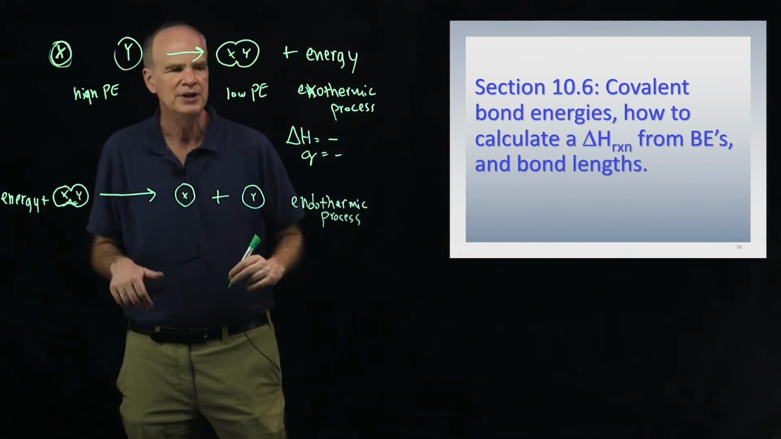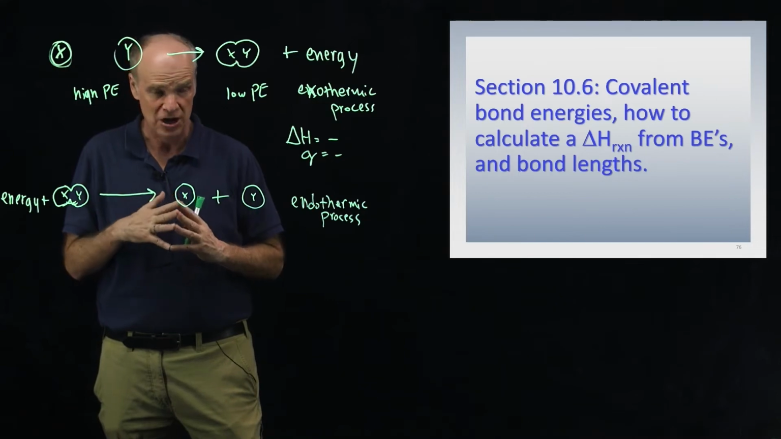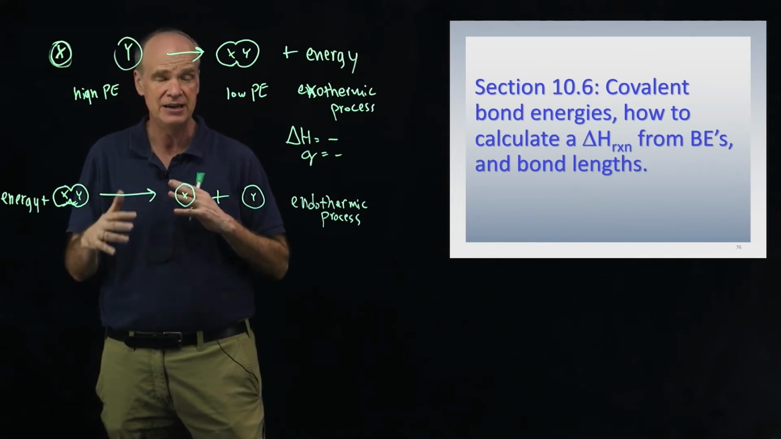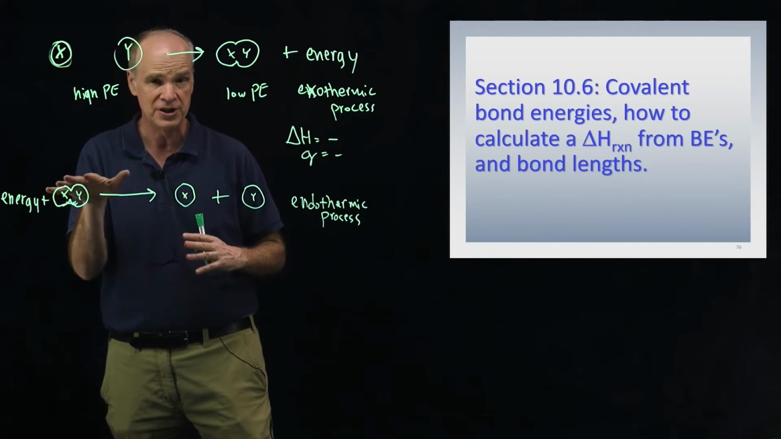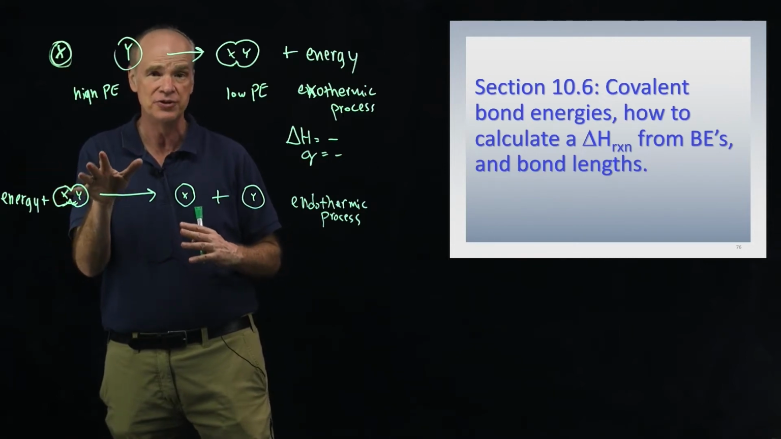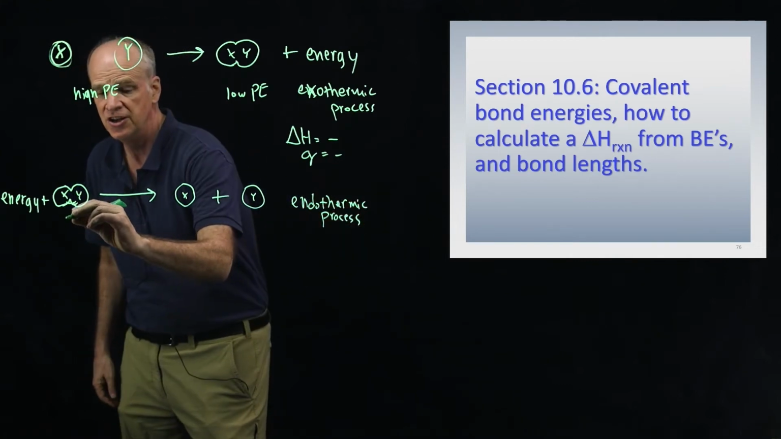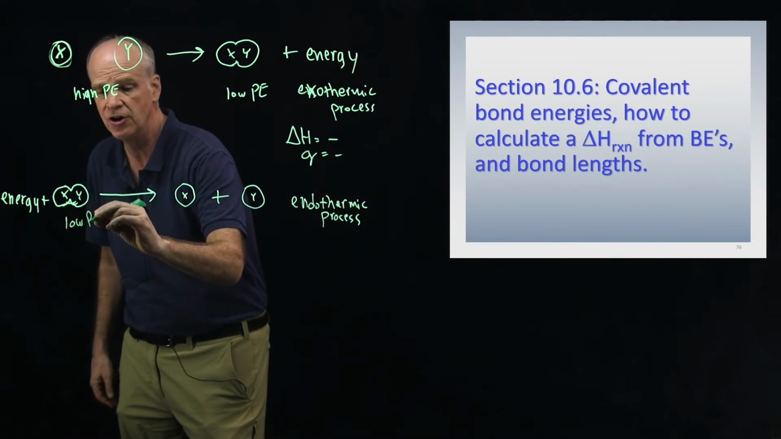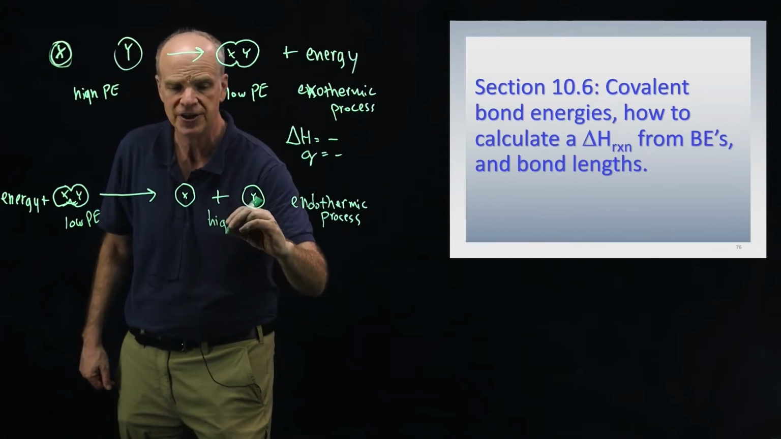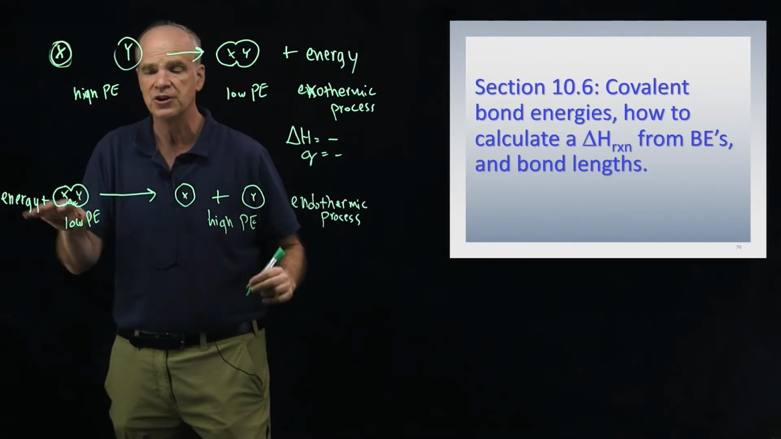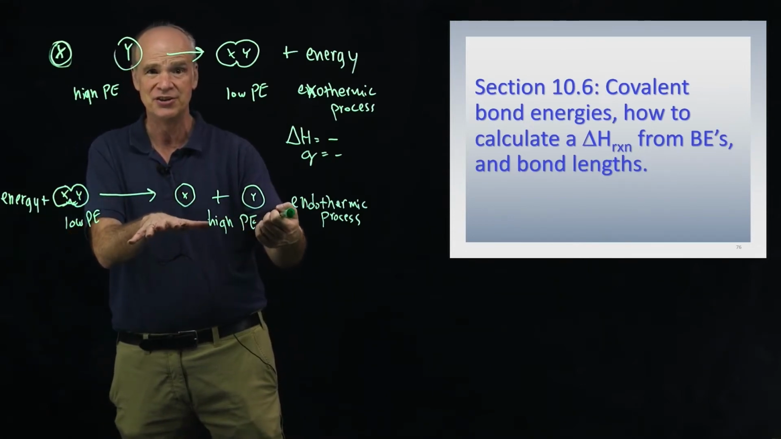It doesn't really matter what kind of molecule you have. With any different kinds of atoms bound together in a molecule, you're always going to need to add energy to that molecule to separate the atoms. The reason is that the molecule has low potential energy and the free atoms have high potential energy. And so you're going to have to add energy to this molecule to get the higher potential energy free atoms.